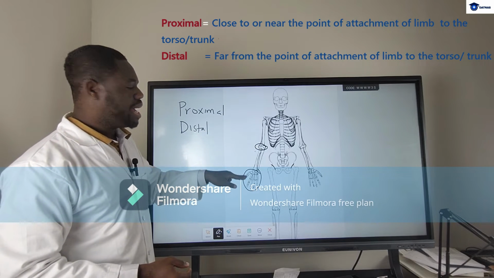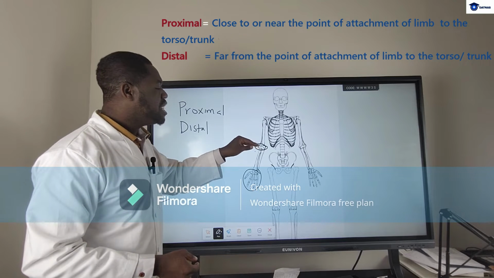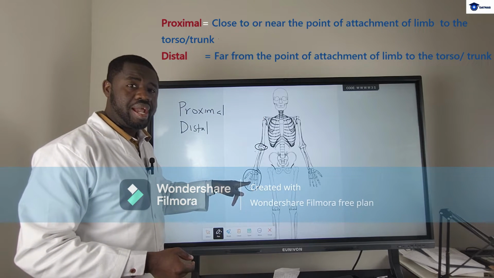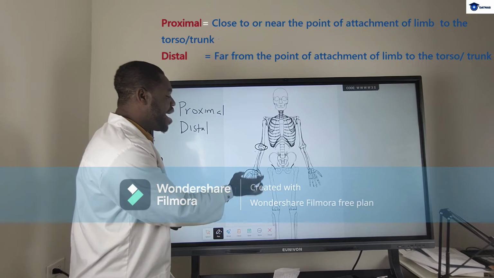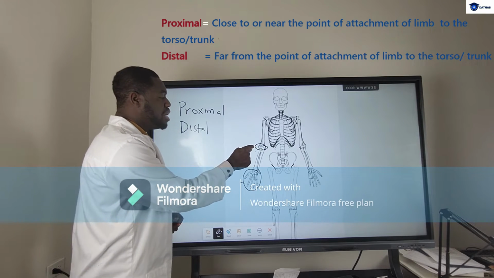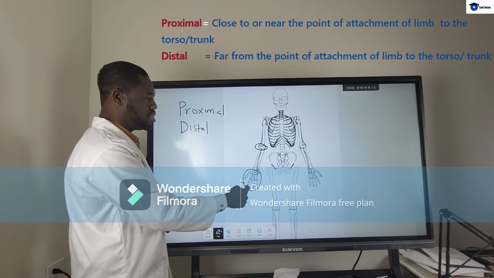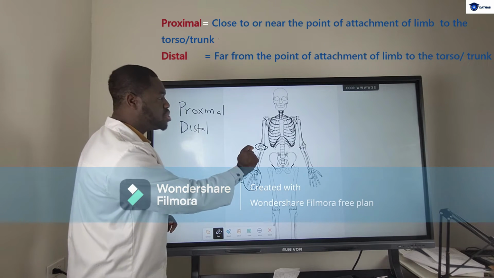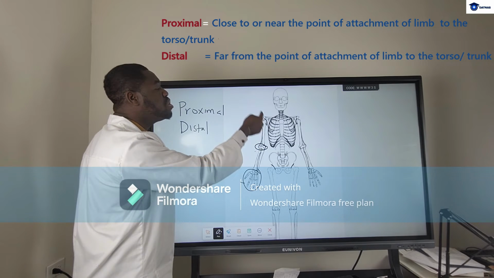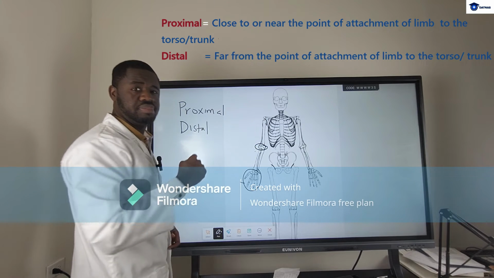Between the elbow and the hand, the elbow is closer to the point of attachment than the hand. That is why the hand is distal to the elbow. Elbow is proximal to the hand. Elbow is distal to the head of the humerus, while the humerus is proximal to the elbow.